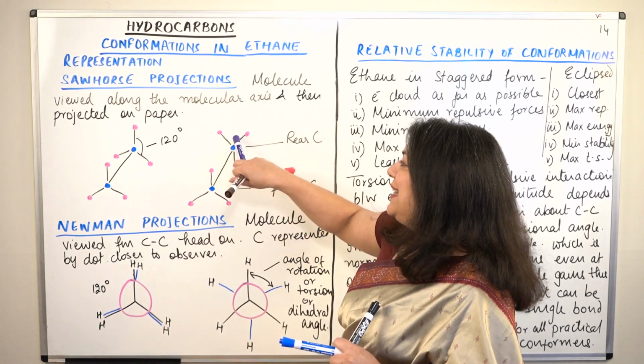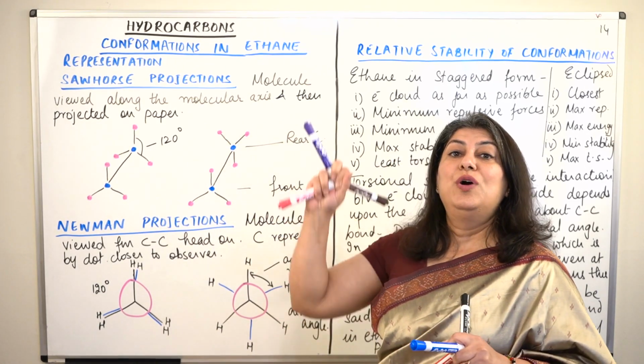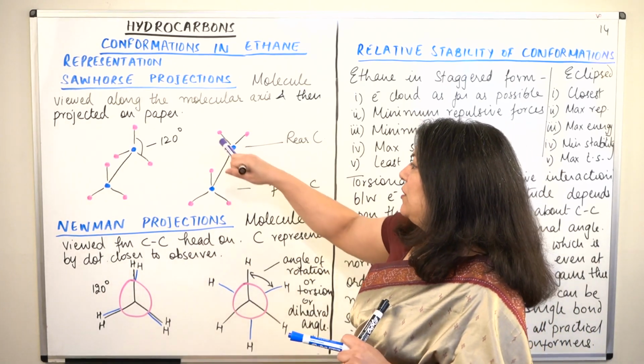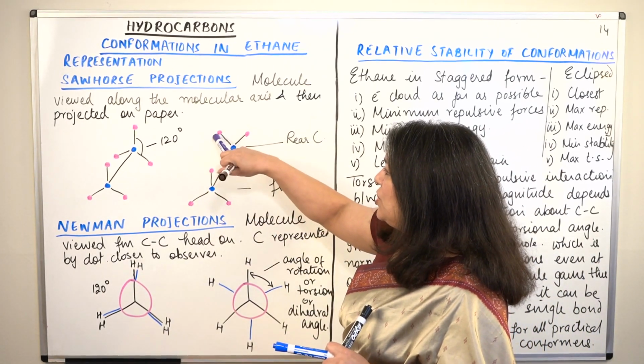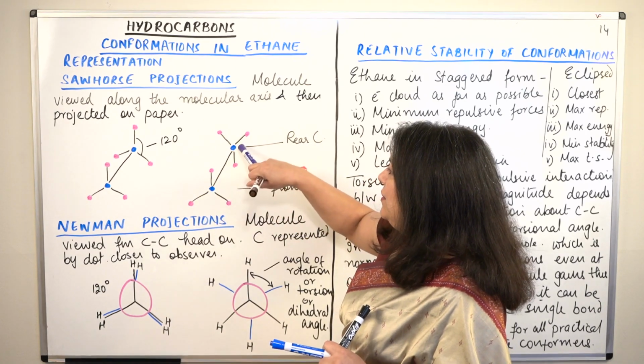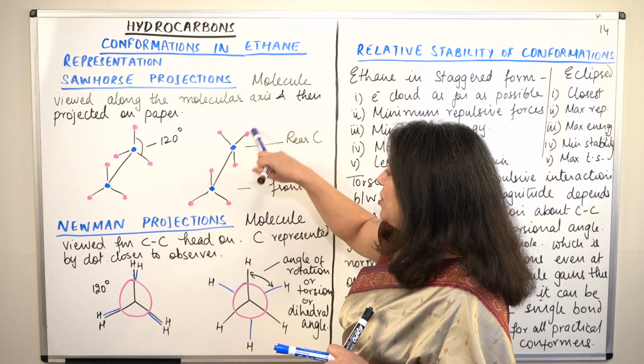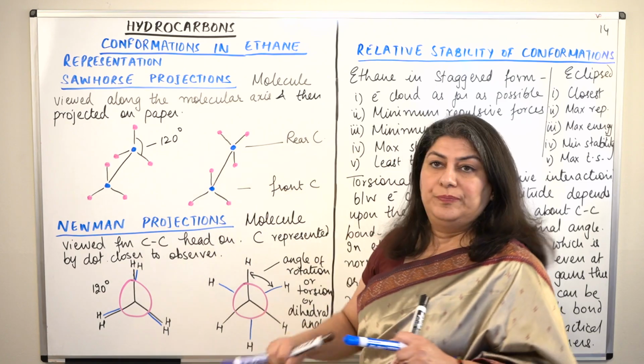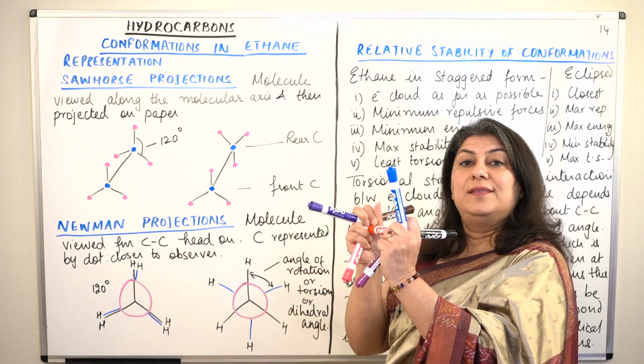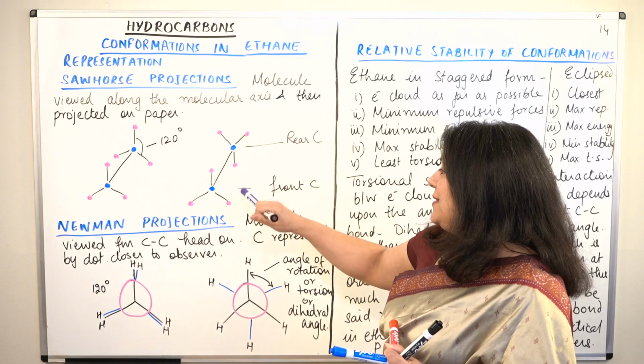So it is exactly dividing the angle between these two in half. Or if you take the back one, these two, this one should fall between these two. This one should fall between these two, and this one should fall between these two. That would be the staggered conformation. So that is how it is.